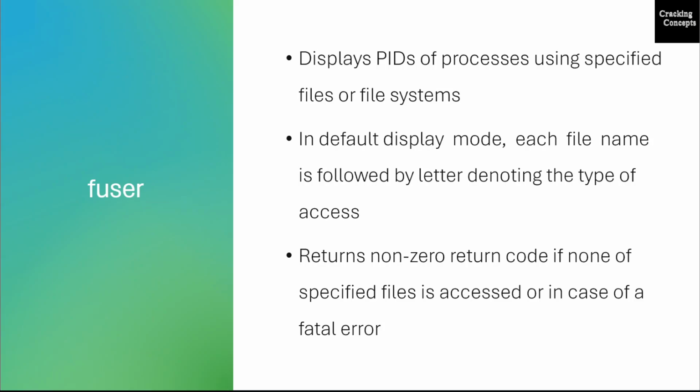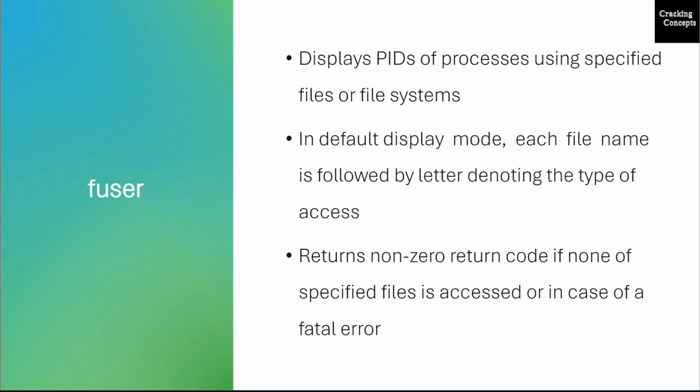Then we have the command fuser. So this will identify processes using files or sockets. It displays the PID of processes using the specified files or file systems. In the default display mode, each file name is followed by a letter denoting the type of access. C being the current directory, E being the executable being run, lowercase f for open file, uppercase F for open file for writing, R for the root directory.